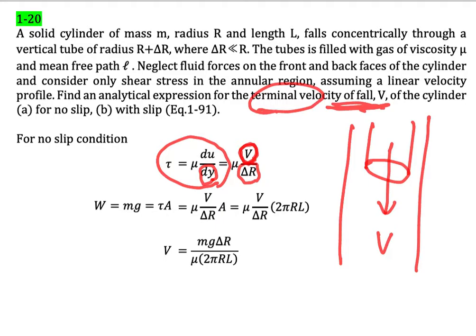In this situation, the two moving plates are this surface and this surface. The difference between them is delta R, because this is the radius of the falling cylinder, and this is R plus dr. You need to understand this: R plus dr means the gap between the cylinder and the hollow cylinder is very small. So the dy is now delta R.